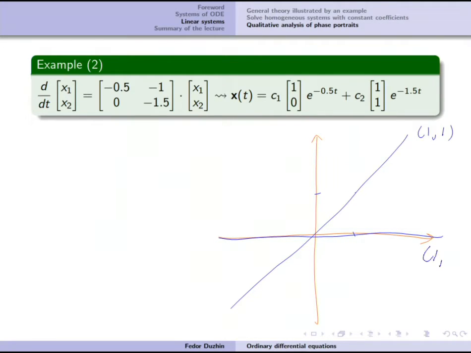Now, both eigenvalues are negative. The eigenvalue corresponding to 1, 0 is -0.5, which is negative, and the eigenvalue corresponding to 1, 1 is -1.5. It is also negative. From the fact that they are negative, we know that all the solutions approach the origin, so the direction should be like this.